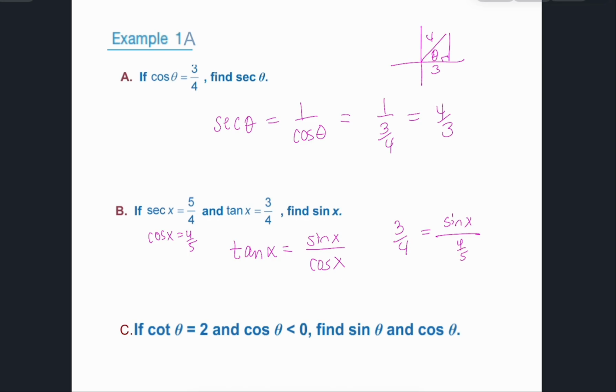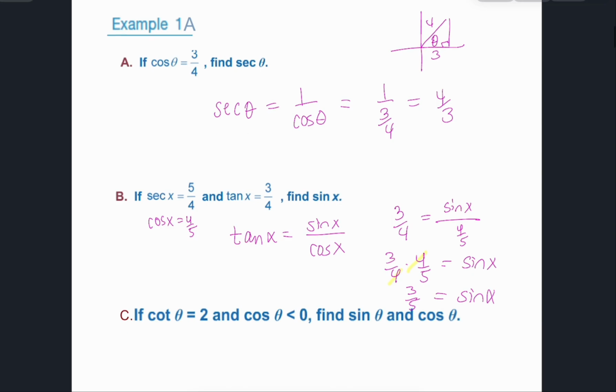So rules of proportions, rules of equations. If I'm dividing on one side, I can multiply on the other. So this is just 3/4 times 4/5 would be our sine. So our sine value is, if you cross out the 4's, 3/5. Now, could you have built a triangle? Sure. What we're trying to do is come up with the algebra that goes with these, so we don't always have to draw the triangle.